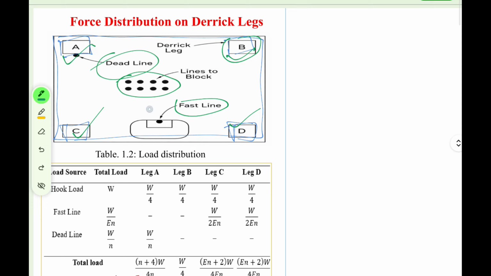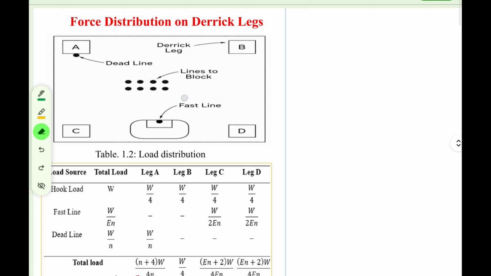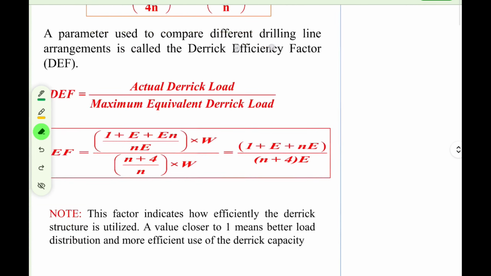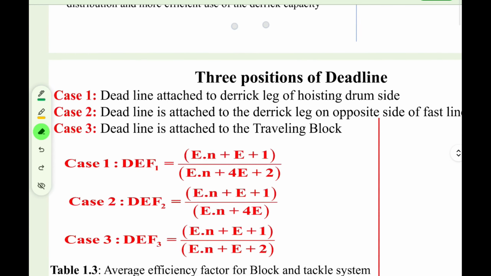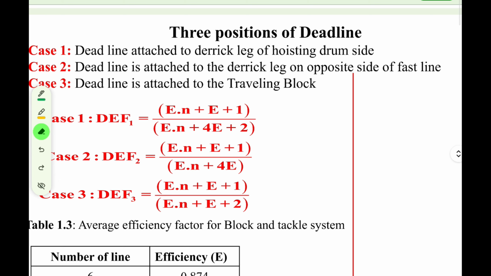In this case there are three conditions. Let me explain them first, then I will jump over here, right? The first condition is when the deadline is attached to the derrick leg on the side of the hoisting drum. This is case 1. This is case 2: the deadline is attached to the derrick leg opposite to the side of the fast line, right? And the third case is when the deadline is attached to the traveling block, right?